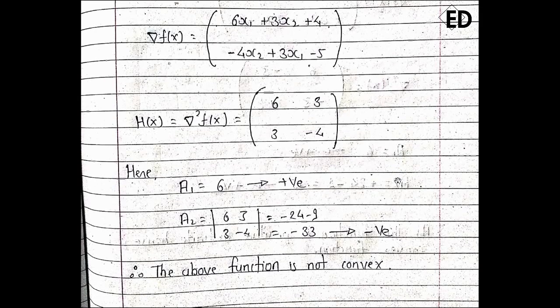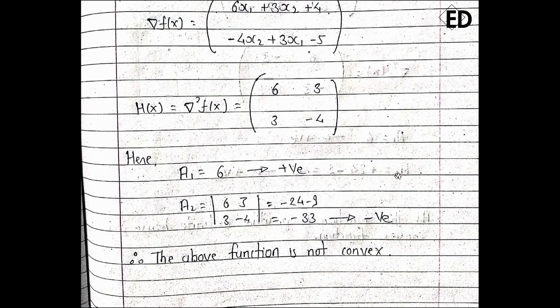So we know how to check whether our matrix is positive definite, negative definite, or positive semi-definite. We have to look at these terms. Here a1 is 6, which is positive, so okay. a2 means we have to take the determinant of this matrix, which comes to be minus 33, which is negative. So by using these a1 and a2 terms, we found out that it is not positive definite, not negative definite, and not even positive semi-definite.